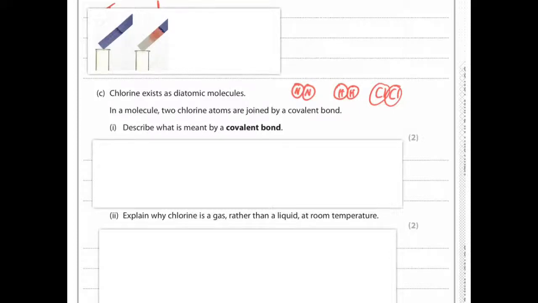Most of the ones you'll deal with, apart from the noble gases or group 0 inert gases, because they're so stable, they don't need to bond with anything to have stability. In a molecule, 2 chlorine atoms are joined by a covalent bond. That means they share pairs of electrons. Describe what is meant by a covalent bond.